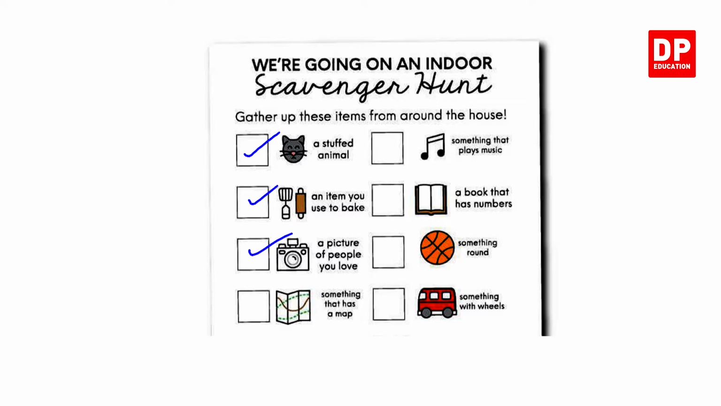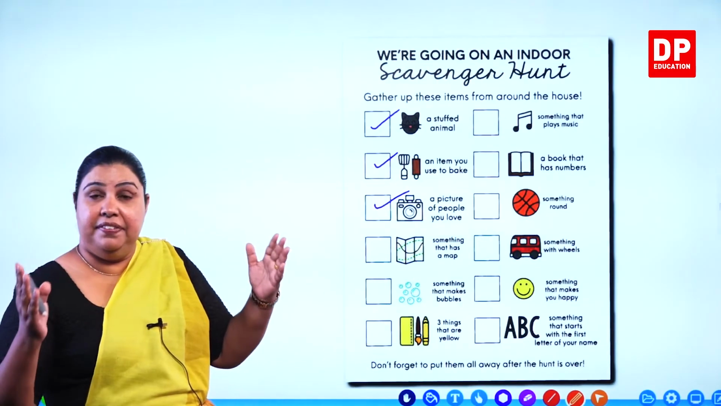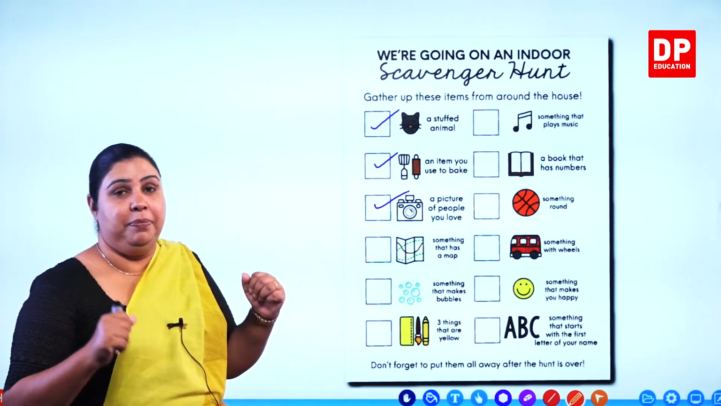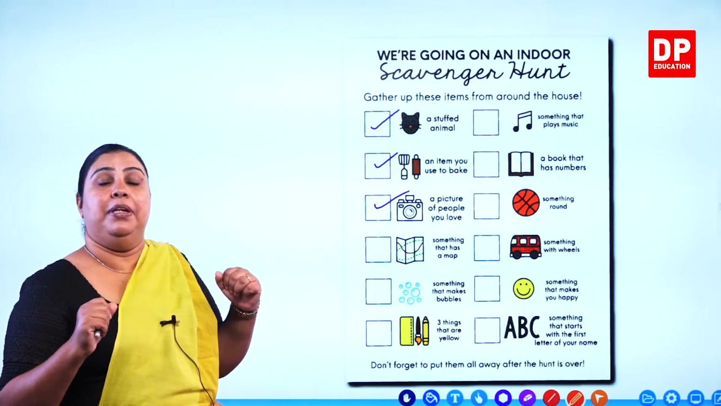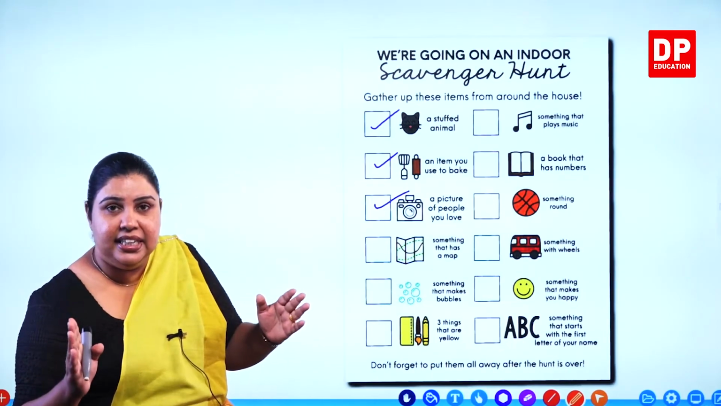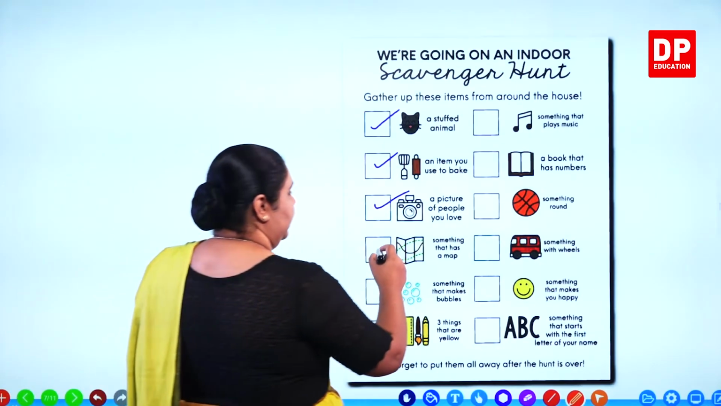There are Sri Lankan maps, world maps. Then there are different other maps where we can go and find different places. There are directions given for you to go and find that place. So you can find a map. All these things are at home.